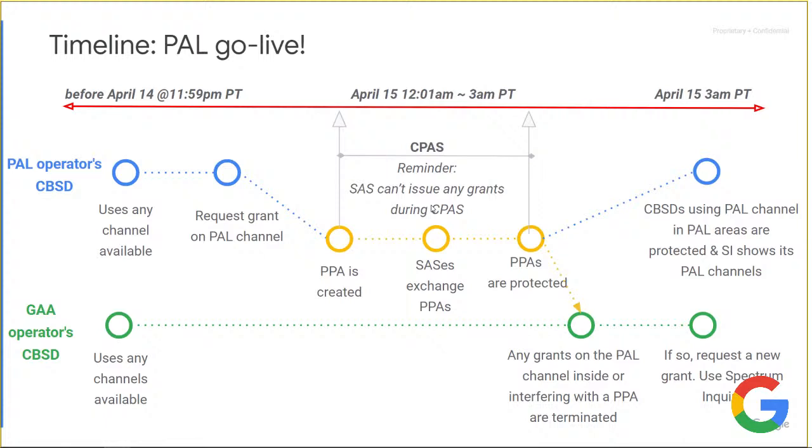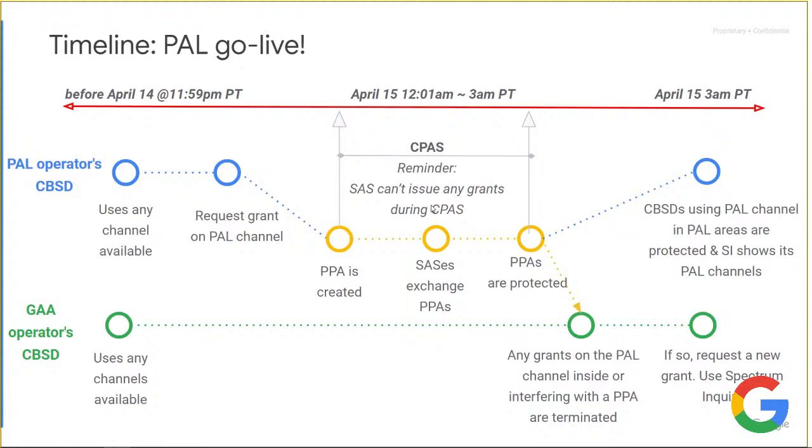Now, two other important things that I want to mention about this timeline that are sort of corner cases, a little bit of extra detail. These are pro tips. We'll call them pro tips for you since you joined us and you're watching this webinar. So you get to learn something extra here. The first thing is that after Go Live, any grants that exist that are multi-channel grants, so there's more than one channel, and if those grants include both a PAL channel and a GAA channel, those grants are actually going to be terminated as well.